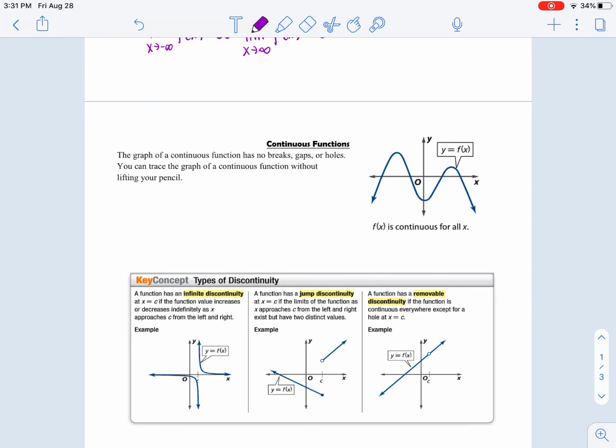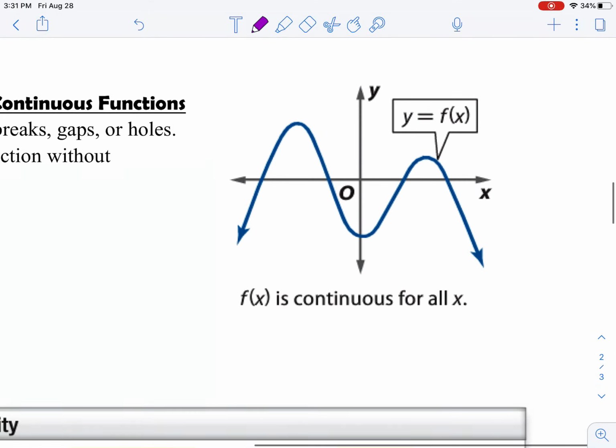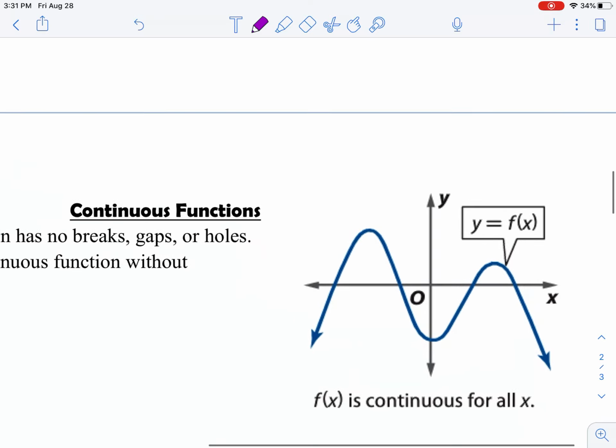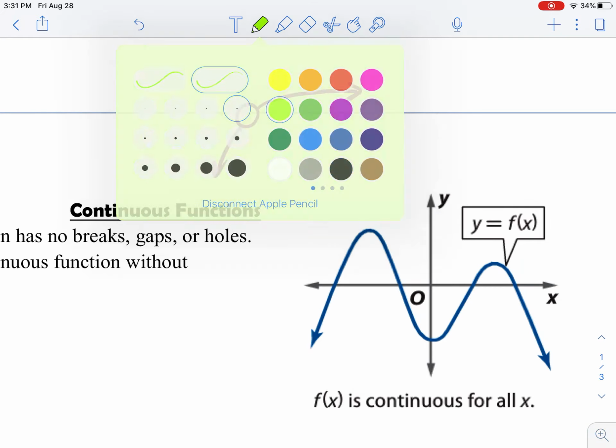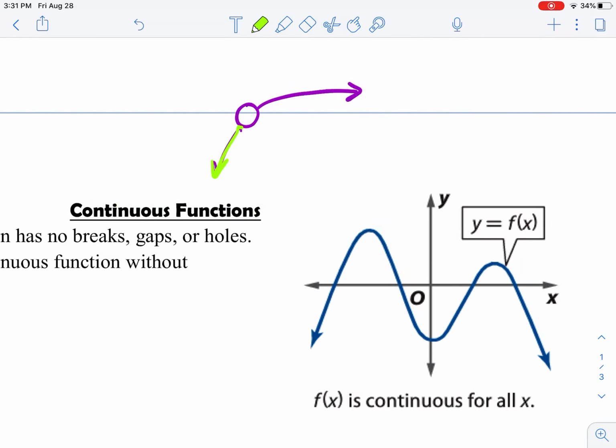Okay, now on to the new material. So first off, a continuous function. This graph right here is a continuous function. The graph of a continuous function has no breaks, gaps, or holes. So in other words, a function is continuous if you can trace it without lifting up your pencil. Now I don't mean any special tricks, like if this is what your graph looked like, there was a hole right here, and you're like, I can trace this without lifting up my pencil, watch.